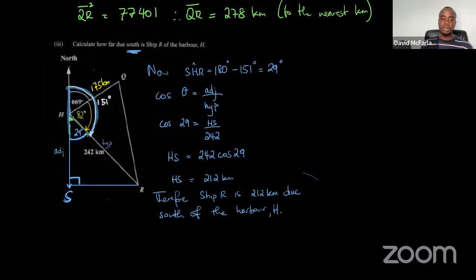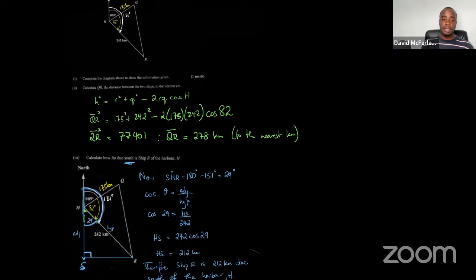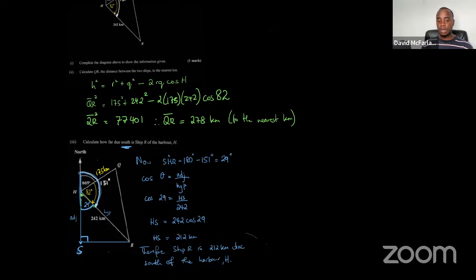And this question was worth 3 marks. This part of the question was worth 3 marks. I think the one up here was 2 marks, and to complete the diagram was 1 mark. So that is how we could have solved this, right?